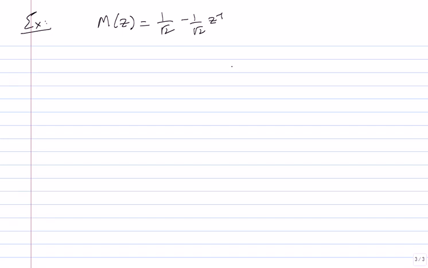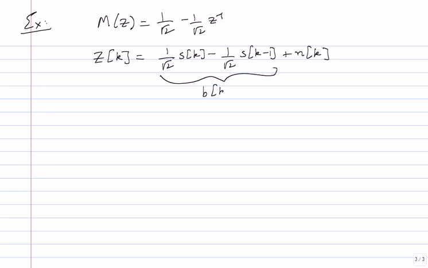Okay, so a couple of other things I need to define. If M of Z is this, ZK becomes 1 by root 2 SK minus 1 by root 2 SK minus 1 plus NK, right? This guy is what I have called BK, which is the received signal value after just the ISI. So this is nice. If I want to now get a hold of the received constellation and all that, I have to fix the transmit constellation. So my simple example, first time I'll take X to be BPSK, which is the simplest example one can take. If it's BPSK, what will be the received constellation?